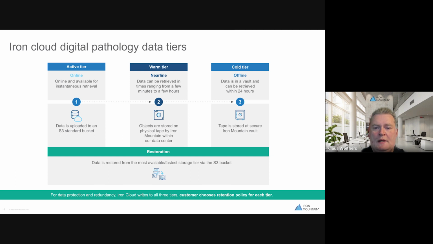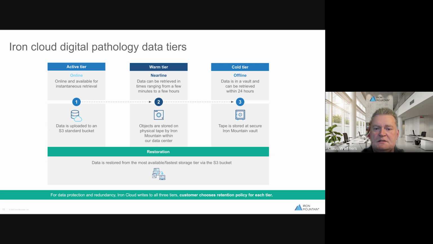There are 4 layers of storage tiers. We're talking about 3 primary storage tiers and then the restoration tier. The first is the active tier when the data is fully online. It is in the high availability model, keeping the digital images for about 30 days after it's created.